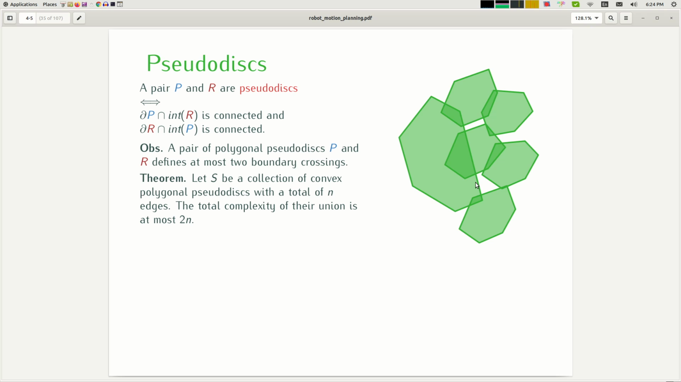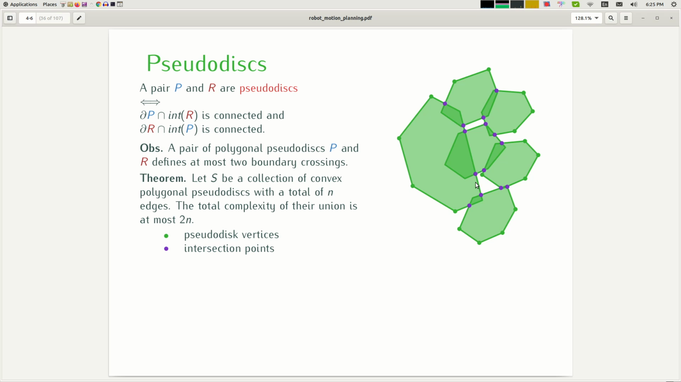So now this is what we want to prove. We want to prove that if you have a collection of convex polygonal pseudodisks with a total of n edges, then the union complexity is linear, or in particular at most 2 times n. Again, this kind of generalizes what we proved for circles. So how do we prove this?